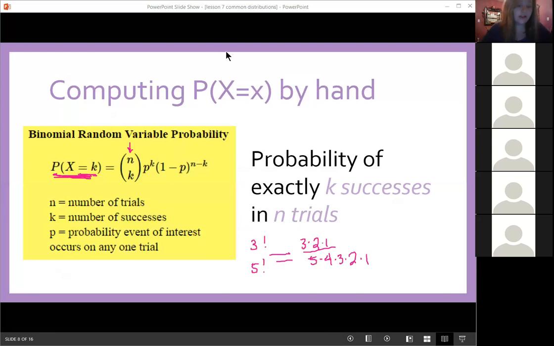If you're confused, it's not a fraction. It's not n divided by k. You want to make sure that you're doing that factorial there.